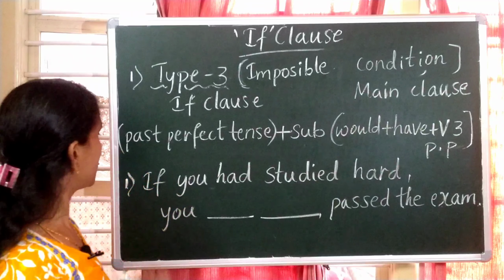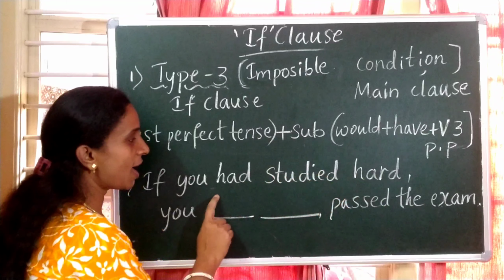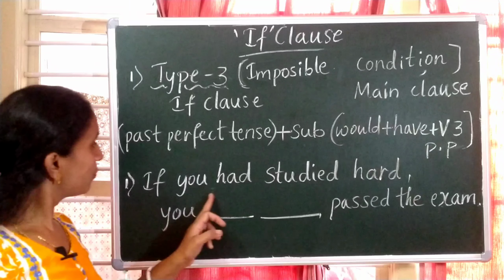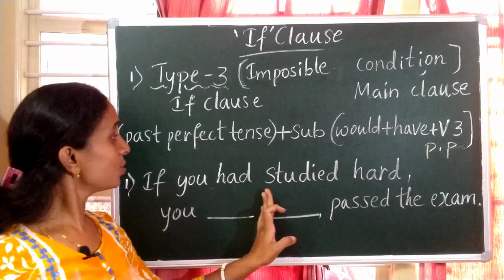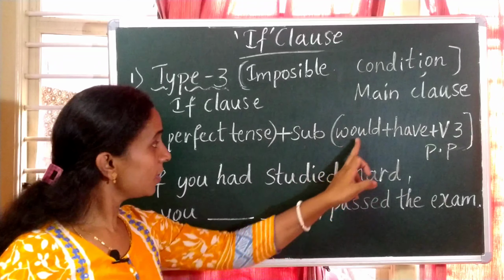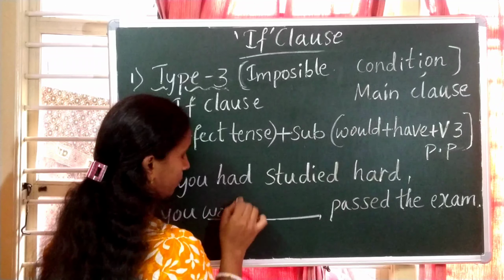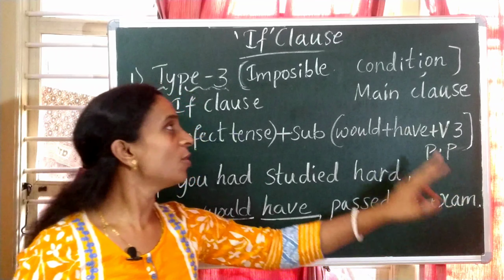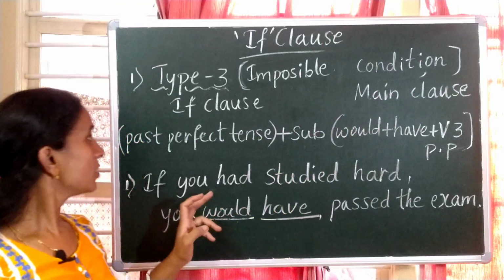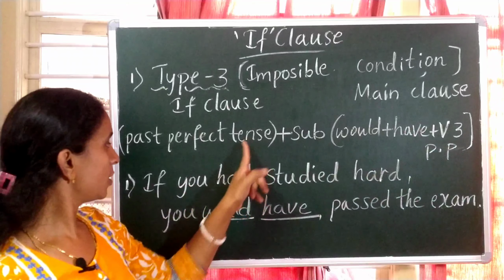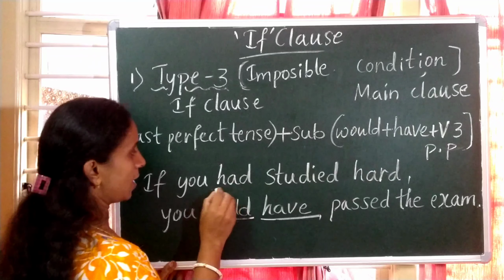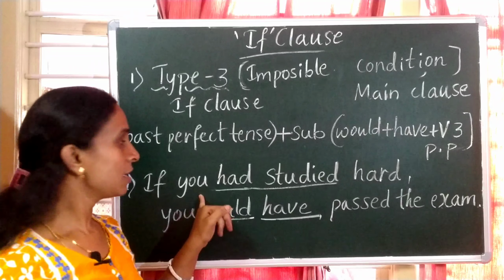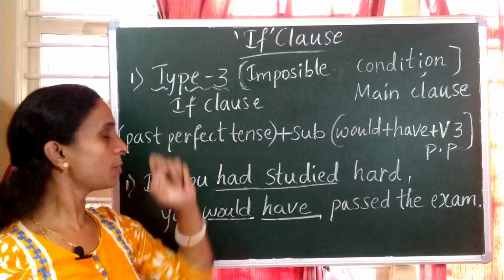Example: if you had studied hard, you dash passed the exam. If you had studied hard, you would have passed the exam. Is it possible now? No, this is impossible. That's why this is the type 3 condition. Observe here that the if clause is in past perfect tense. Had studied shows us past perfect tense. We can observe the if clause and judge which type it is.